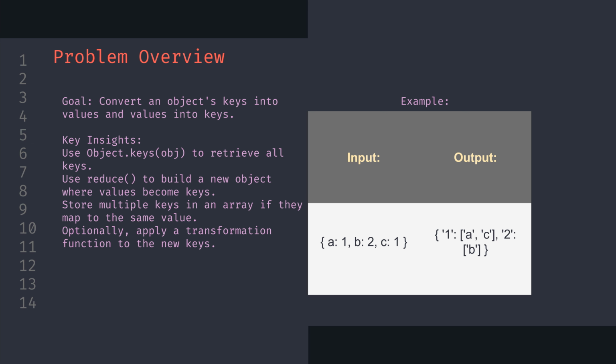The goal is to transform an object by swapping its keys and values. If multiple keys share the same value, they should be grouped together in an array. Additionally, we can apply a transformation function to modify the inverted keys.